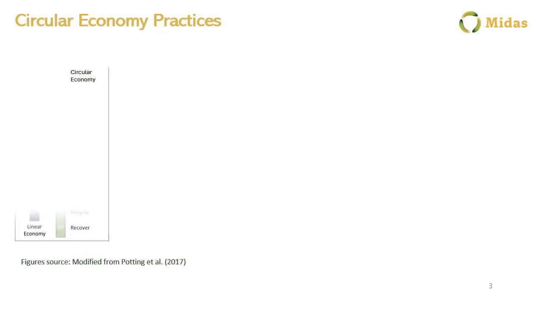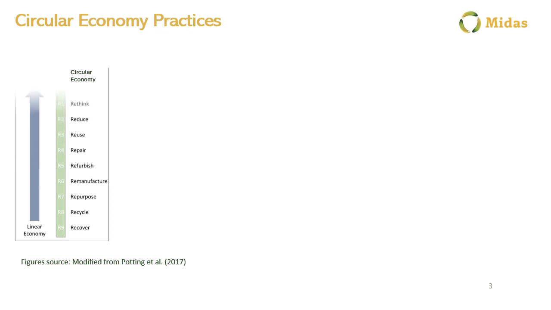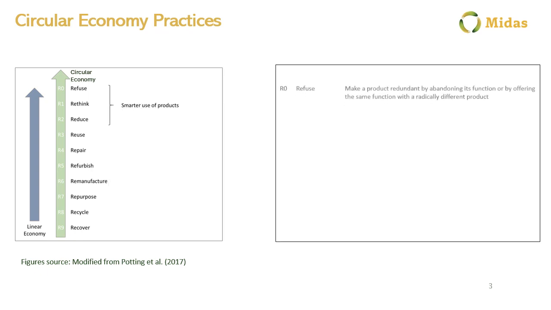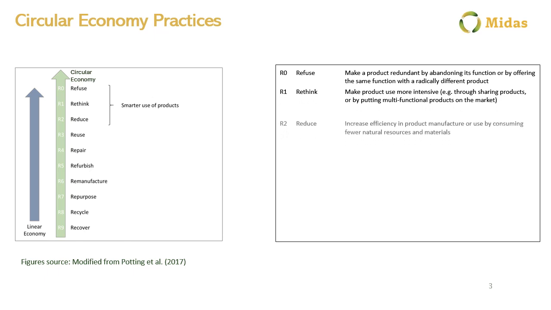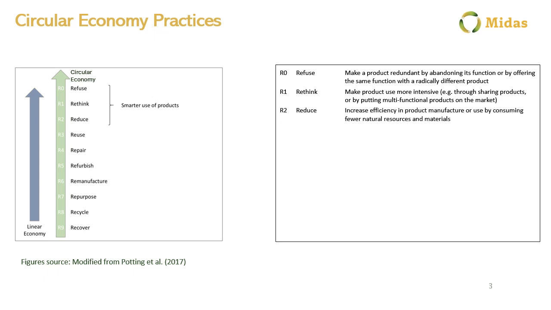Circular economy practices. The 10 leading circular economy practices are recover, recycle, repurpose, remanufacture, refurbish, repair, reuse, reduce, rethink, and refuse. These practices can be ranked in order of priority based on how circular they are. The first set of practices is smarter product manufacture and usage. For example, sharing a product.